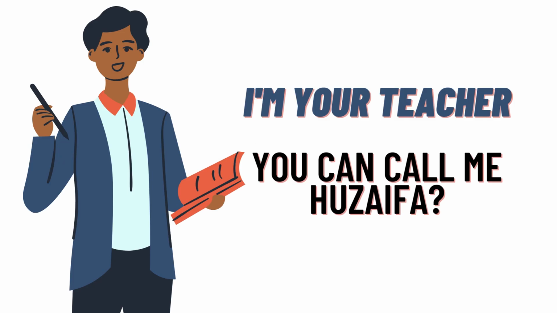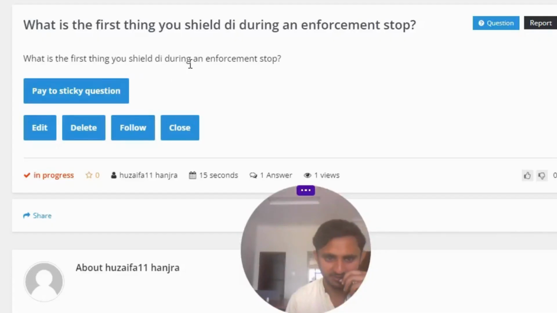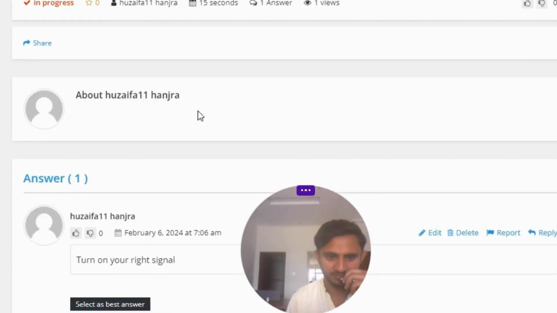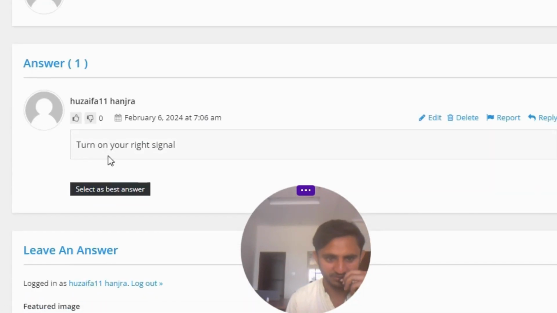So our today's question is, what is the first thing you signal during an enforcement stop? The correct answer to the question is, turn on your right signal. So that is the correct answer to the question.